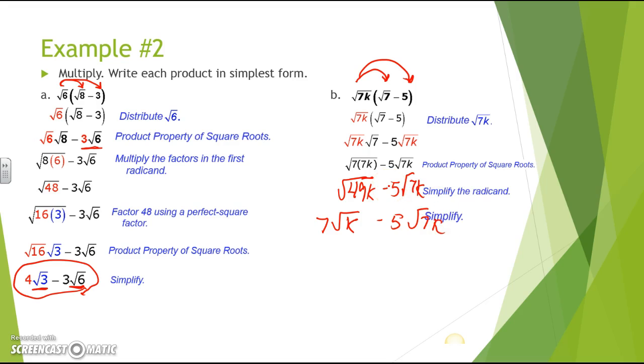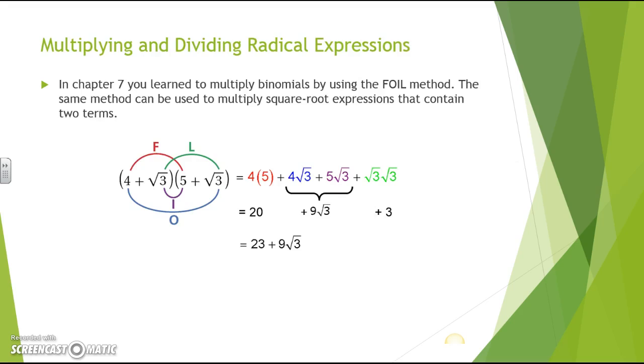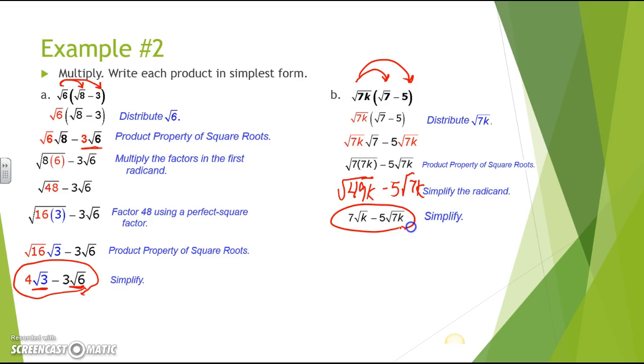So we simplify this down. Let me pull this up so it's a little neater. And so we get 7 times the square root of k minus 5 times the square root of 7k. And that'll be my final answer right here.